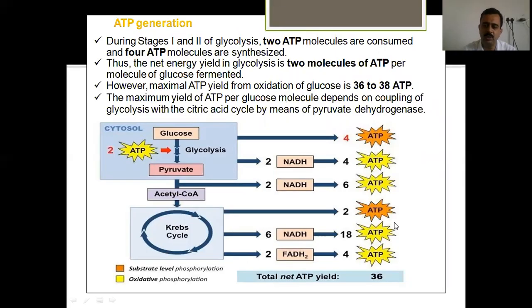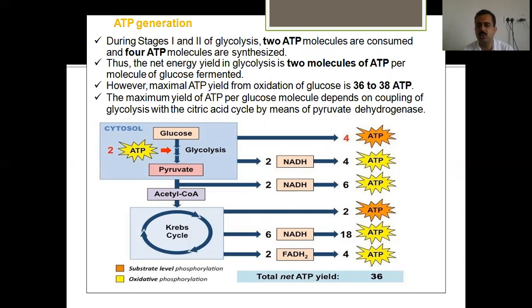Now this is an important part: how ATP generation takes place. During stage 1 and stage 2 of glycolysis, 2 ATP molecules are consumed and 4 ATP molecules are synthesized. Yesterday we saw this pathway as well. Thus the net energy yield in glycolysis is 2 molecules of ATP per molecule of glucose fermented. However, the maximal ATP yield from oxidation of glucose is 36 to 38 ATP. Okay, 36 to 38 ATPs are generated.